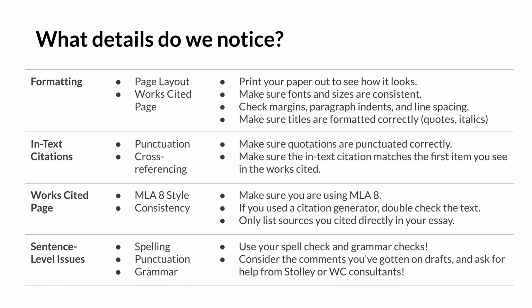And finally, focus on sentence level issues. And by that, I mean spelling, punctuation, and grammar. Please be sure to use your spell check and your grammar check. If you see red squiggly lines or blue squiggly lines under words, right-click on them, see what corrections they offer. More often than not, those suggestions are correct. Also, be sure to review the comments that you've gotten on your drafts. If you have questions about how to fix an error that I marked, ask me for help or talk to a Writing Center consultant. We can help you figure out how to address those errors in your drafts.